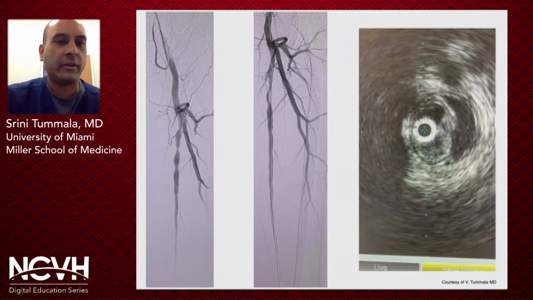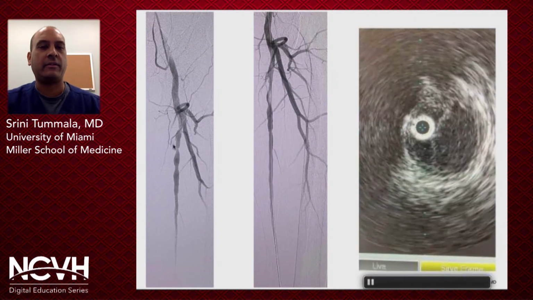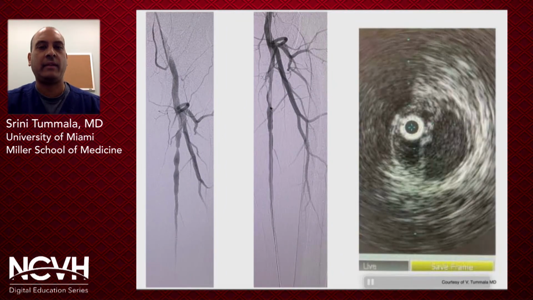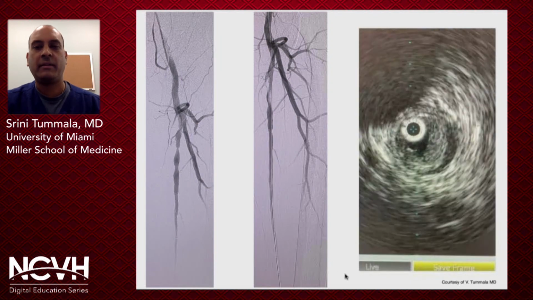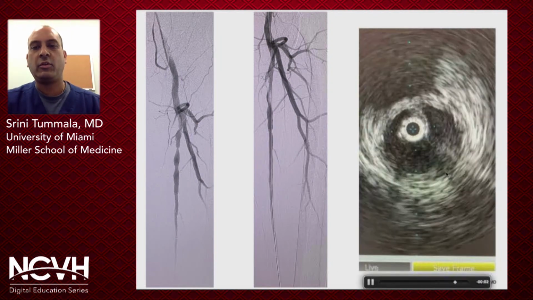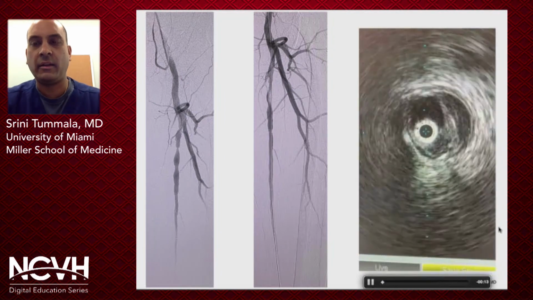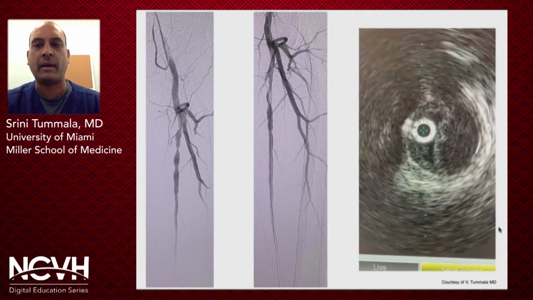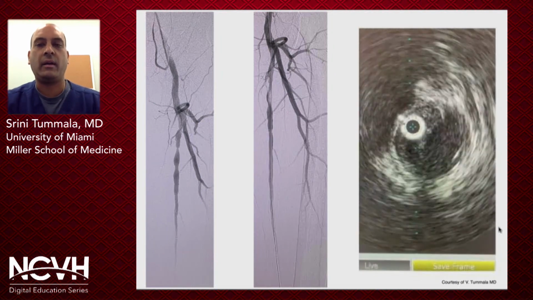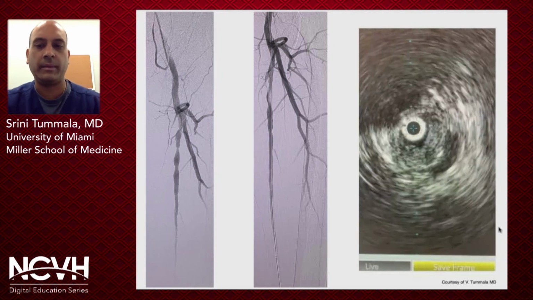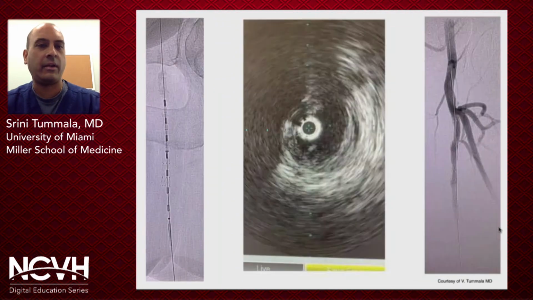Here's another example of proximal SFA disease treated with angioplasty. Again, you can see there's some luminal compromise or a stenosis here, but it doesn't look that bad. But when you look with IVUS in the video on the right, you can see there's not only luminal compromise, but there is a significant dissection flap with a large false lumen narrowing the true lumen. So this really needs therapy.